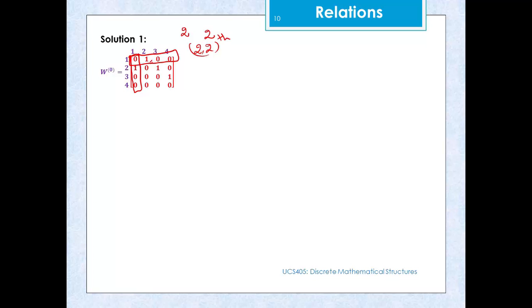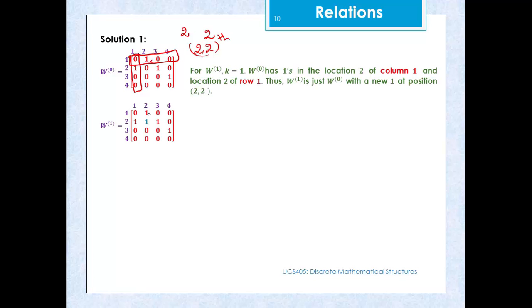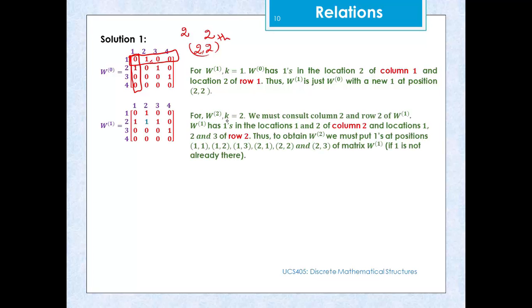So let us see how W1 is defined here. W1 is here. Here this 1 is added newly, but other ones are already there in W0. Right? Similarly, when we talk about W2, for W2, k equal to 2. Therefore, here we will consider column 2 and row 2. And in column 2, the locations of 1 are where? 1 and 2. And in row 2, locations of 1 are 1, 2 and 3, as you can see here.